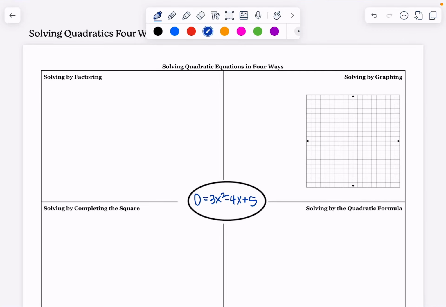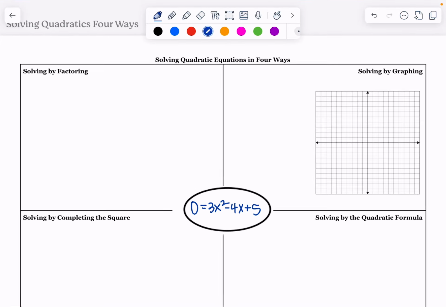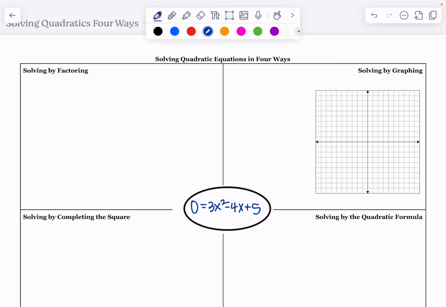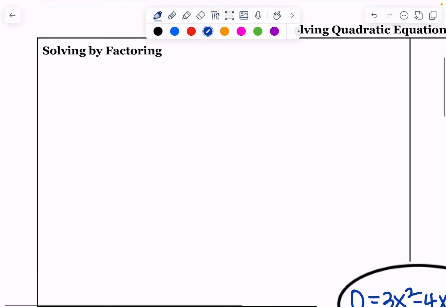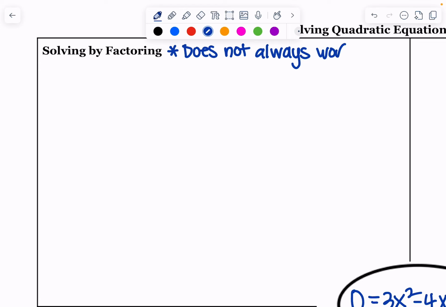This is part 3 in a series on solving quadratic equations in 4 different ways and showing that we'll get the same answer. For this video, we're going to be solving 0 equals 3x squared minus 4x plus 5. And we're going to start with factoring. And what we need to note first is that factoring does not always work. When it works, it is probably the fastest method, but it does not always work.